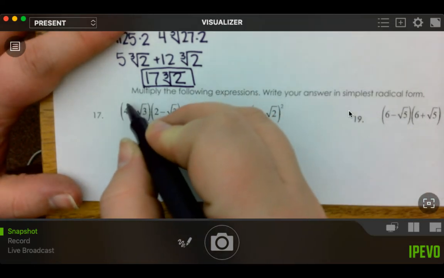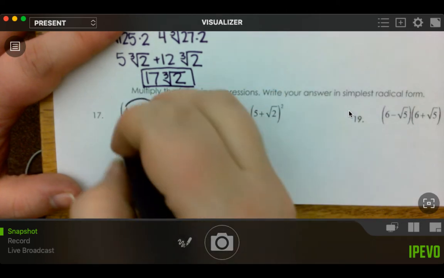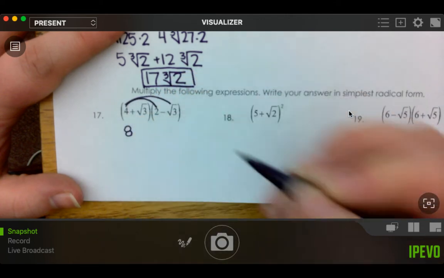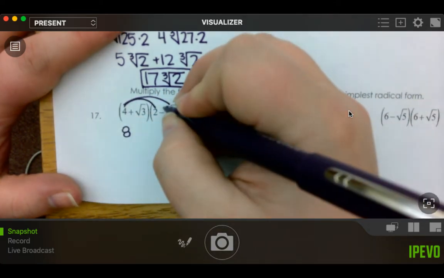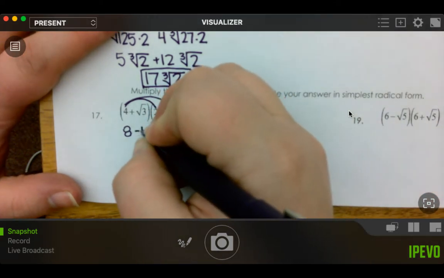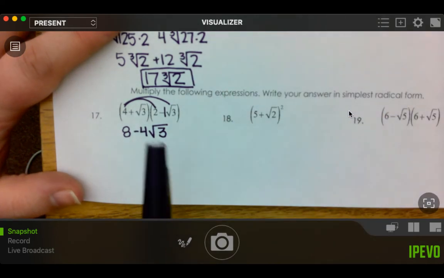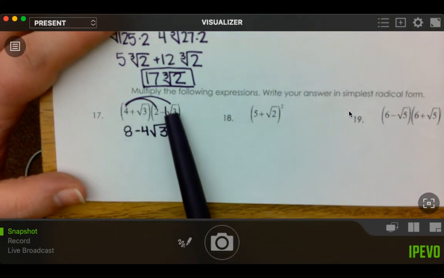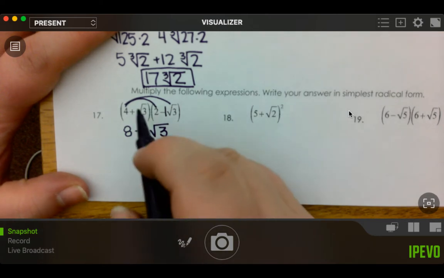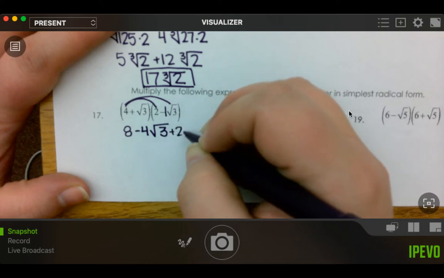So you have to distribute or FOIL, as you may have heard it. 4 times 2 is 8. 4 times negative square root of 3. You can put a negative 1 out there if you want. 4 times -1 is -4, and you leave the square root of 3. Because the 4 is outside, the 3 is inside, so you can't actually multiply those together. Then 2 times the square root of 3 is just simply 2 square roots of 3.